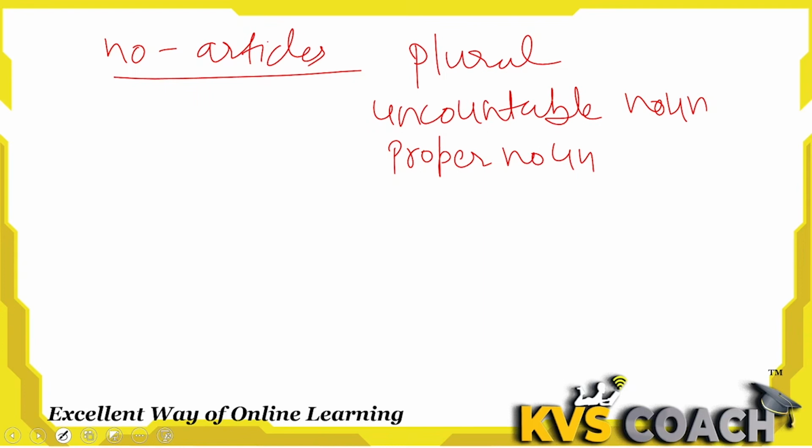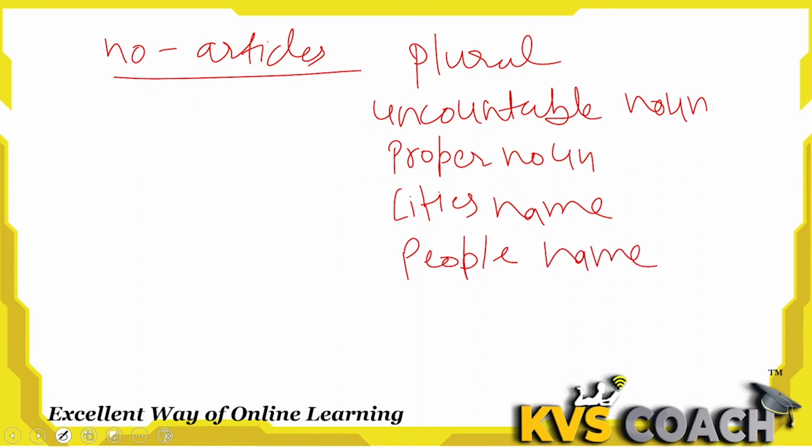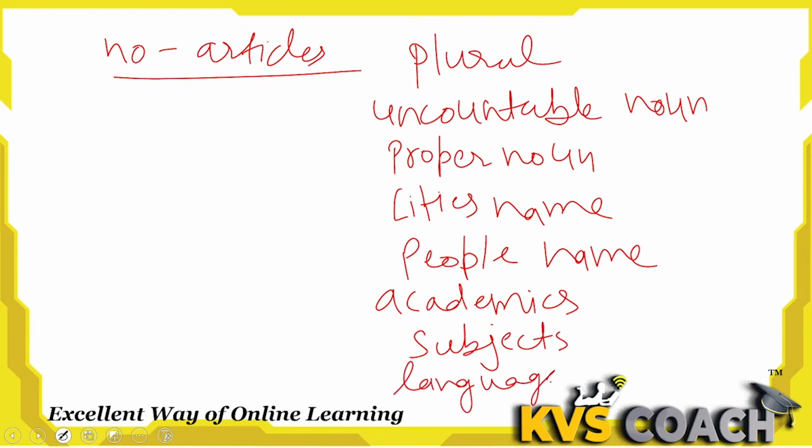Okay, with the names of people and cities, we do not use an article before city names or people's names. Or with academic subjects, with subject names, we cannot use the article. Or with languages, we cannot use the article. Or we cannot use the article with abstract nouns.